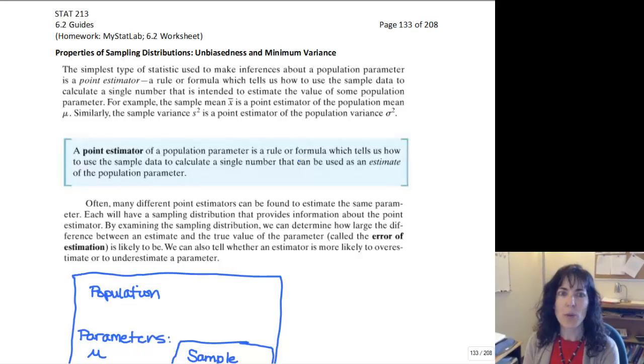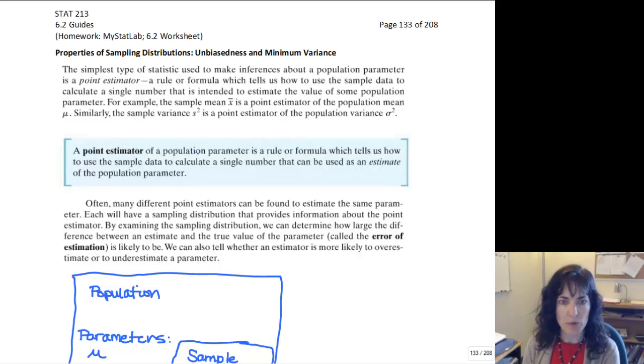We are going to talk about properties of sampling distributions today, and we will cover the idea of unbiasedness and minimum variance. So a simple type of statistic used to make inferences about a population parameter is a point estimator. That's a rule or a formula that tells us how to use the sample data to calculate a single number for some population parameter that we're interested in.